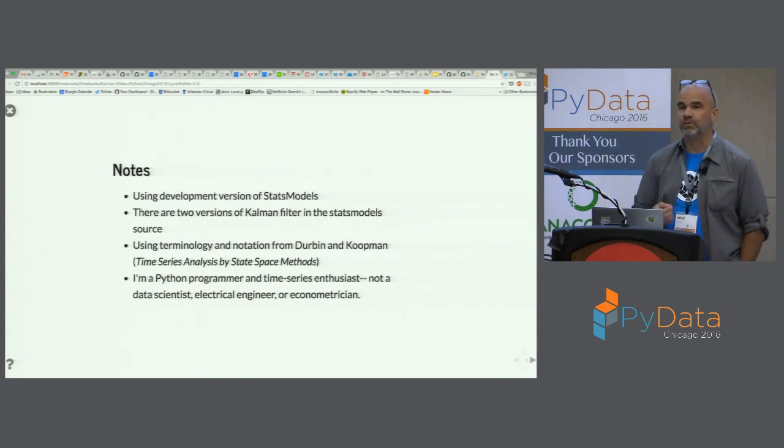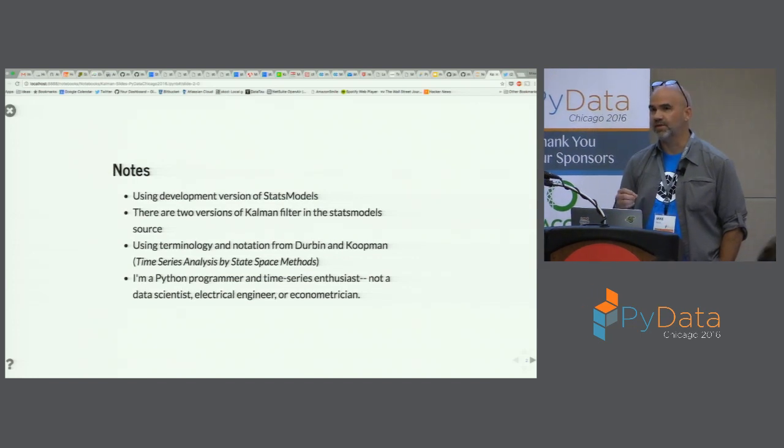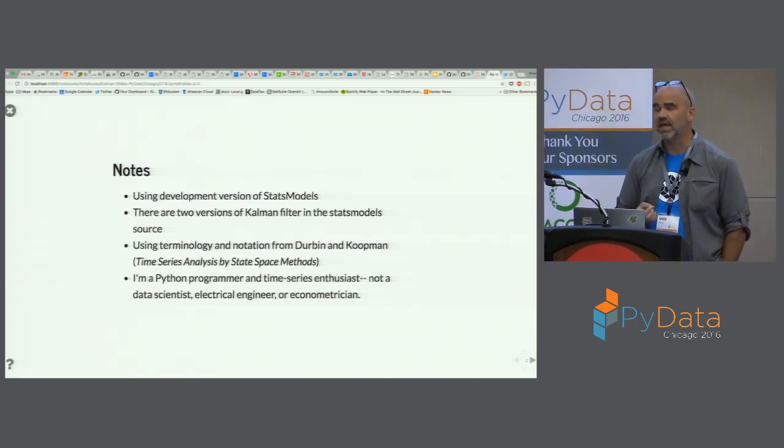Some preliminary notes. One, I'm using a development version of statsmodels. I don't think the release version has any of the state space stuff in it yet. I just built from source, but I think this is version 8, the release candidate.